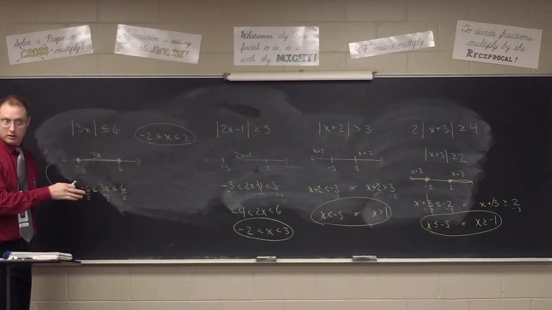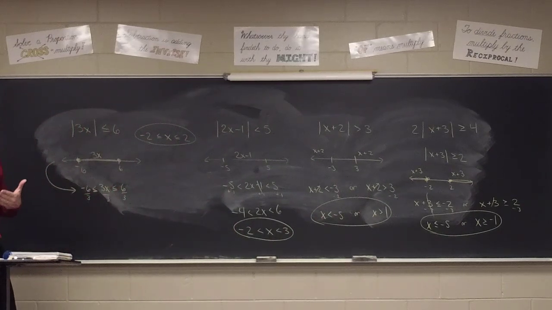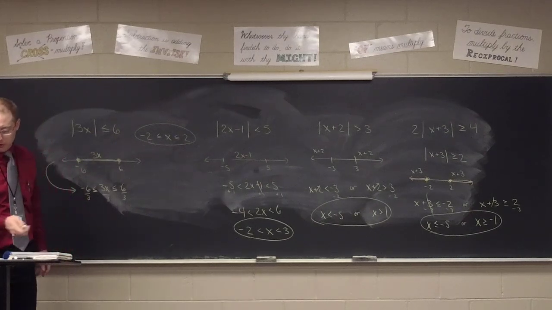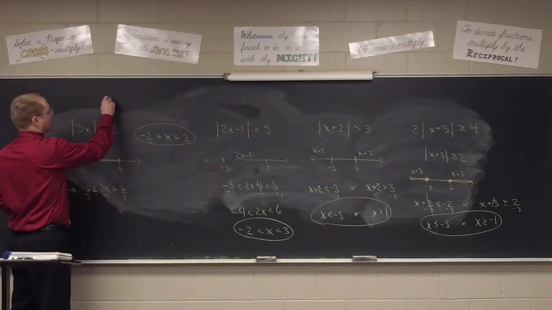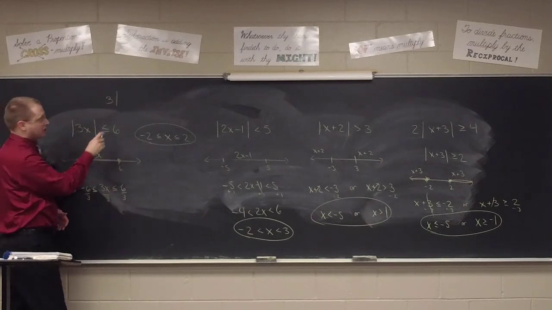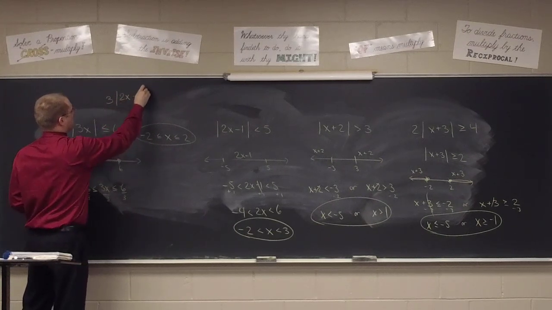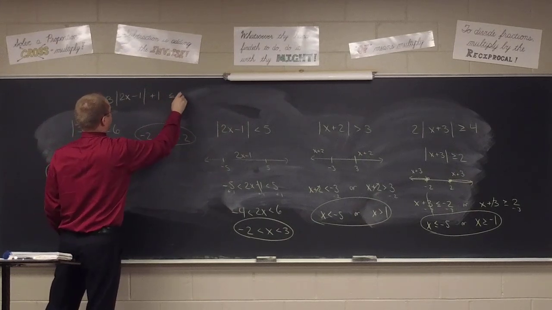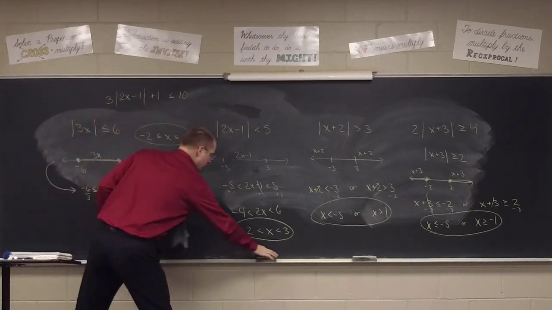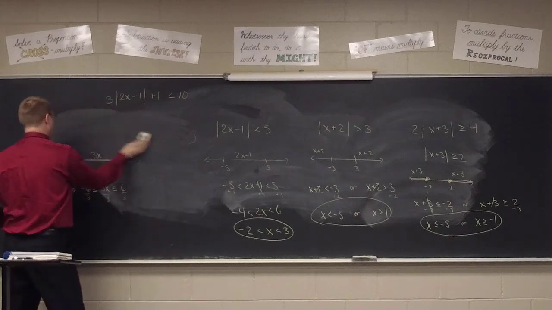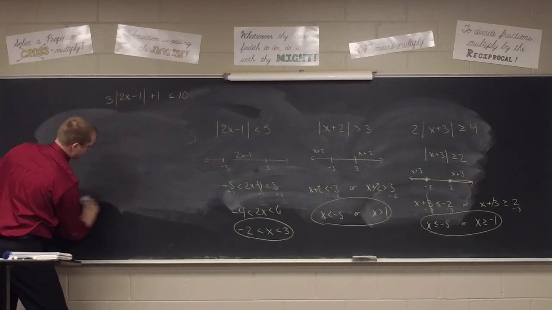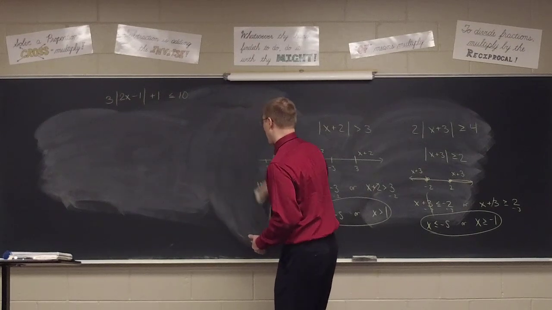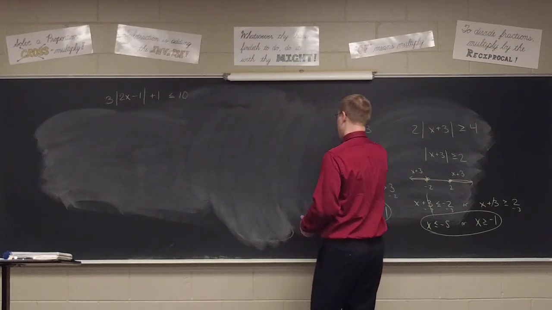Questions on this? Do we feel like we're understanding absolute value? Any questions at all? All right, let me give you one more here. Make this one a little bit harder just because we can. 3 times the absolute value of 2x minus 1, plus 1, is less than or equal to 10. Should I set up a number line with a positive negative 10, Maddie? Why not? It's not isolated here.